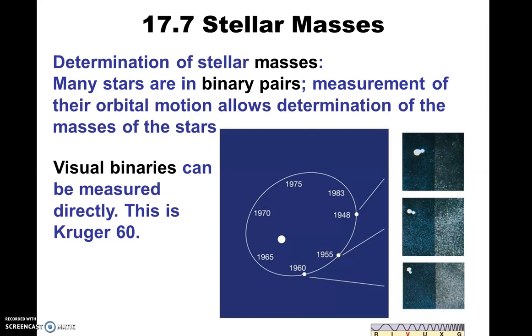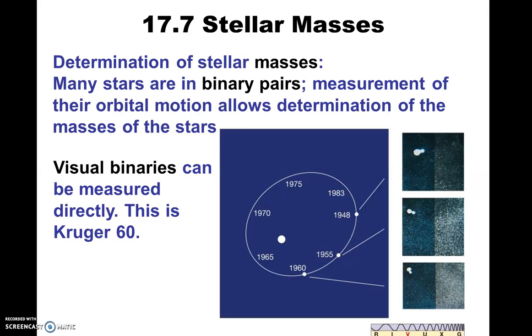Now, how do we know mass? How do we know the mass of objects? When we look in the night sky, you can actually see, with a pretty moderate telescope, binary stars, two stars that are orbiting around each other, and they're usually orbiting some center of mass.